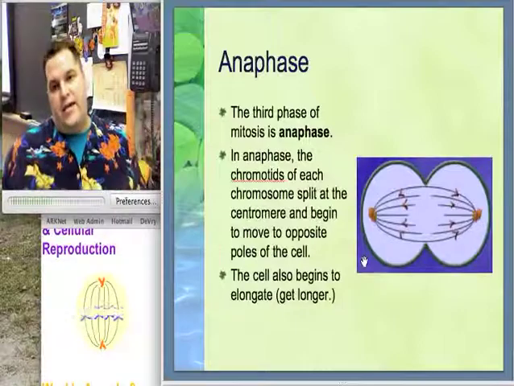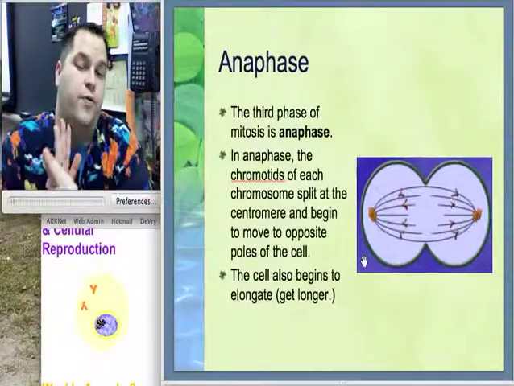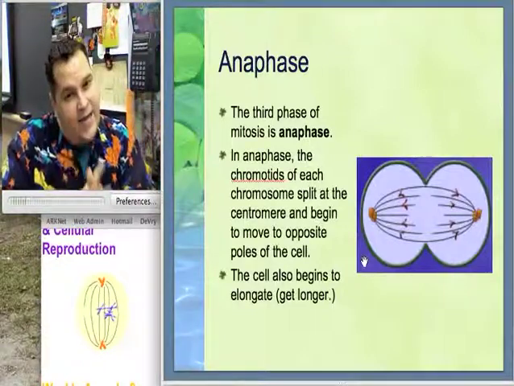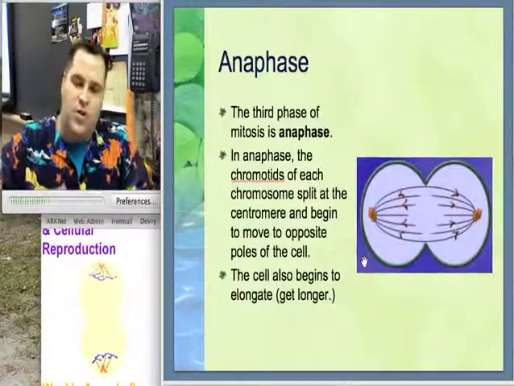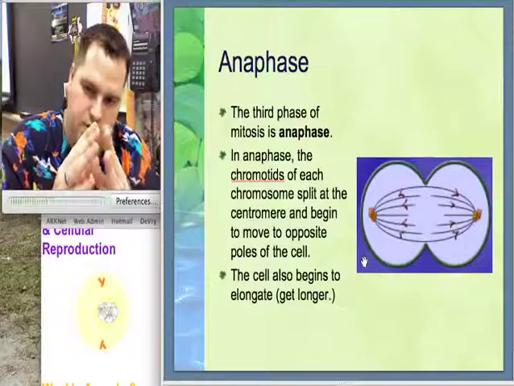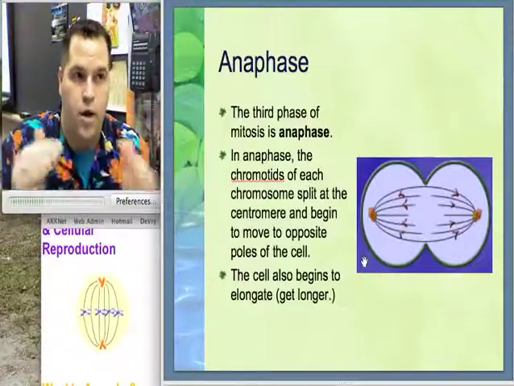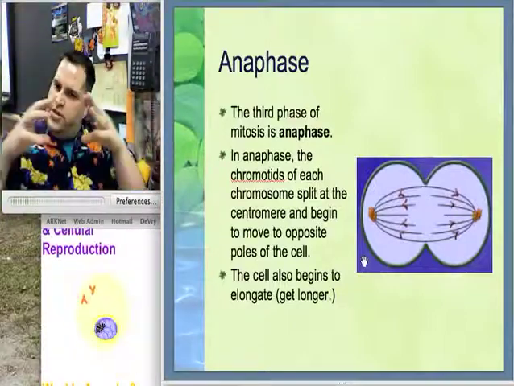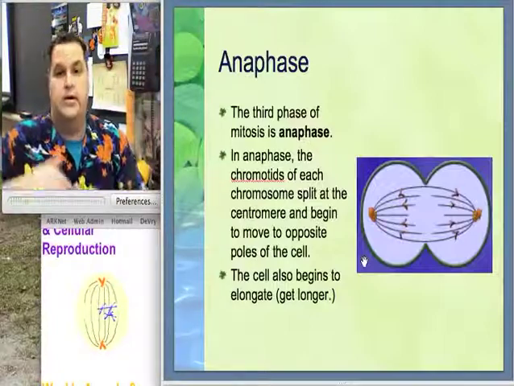The third phase, and by the way, P, prophase, equals packing. M, metaphase, equals middle. A, anaphase, equals apart. The third phase of mitosis is anaphase, in which those chromosomes break apart at the centromere, and one chromatid from each side goes one to each side. So they separate, and they're going to the poles of each cell. Poles as in north and south pole, not poles as in flagpole.